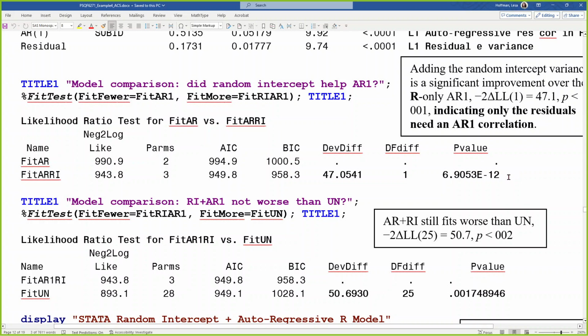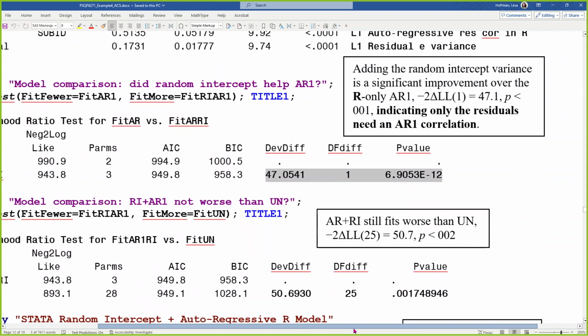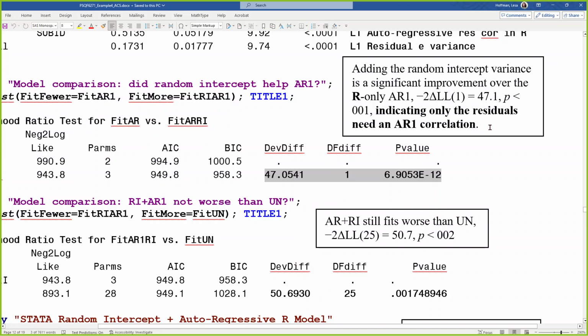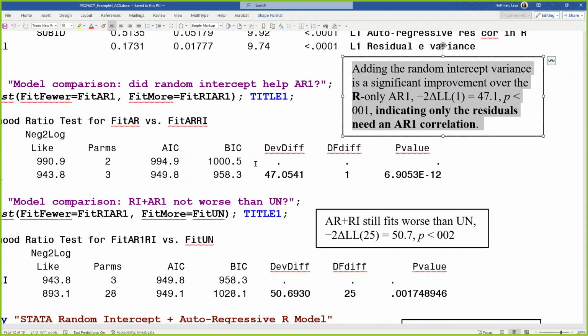In terms of comparing it to the right answer, still worse, but we're heading in the right direction. And I have a note here, cough, cough, homework question. If I'm comparing the random intercept plus AR1 model to AR1 only, if the random intercept helps, that means it's not the total pattern that's autoregressive. It's only the residual part. Otherwise, the random intercept would not have helped.